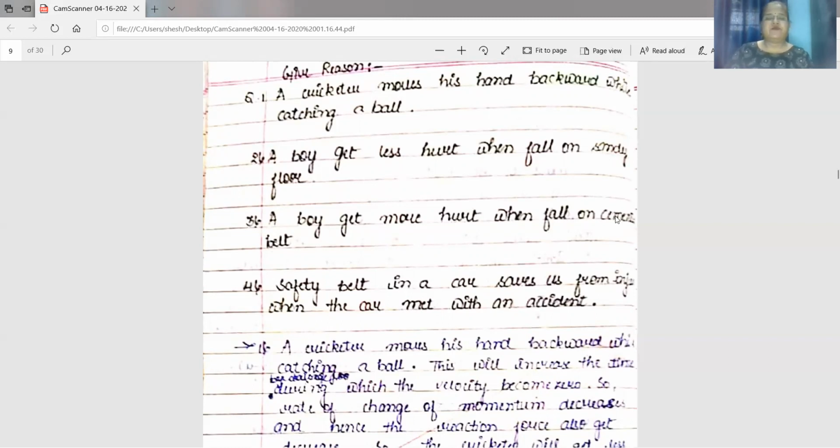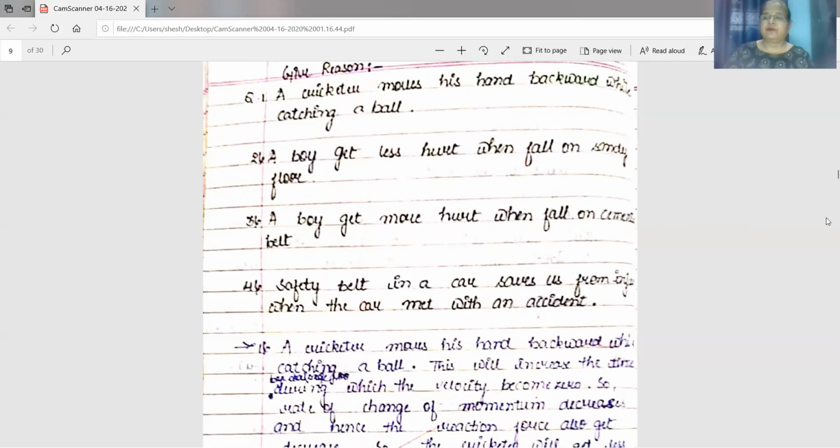Just opposite for number 3. When he falls on the cemented floor, the time during which the velocity becomes zero will get reduced. Since time is decreasing, the rate of change of momentum will get increased, the reaction force will get increased, and the boy will get more hurt.